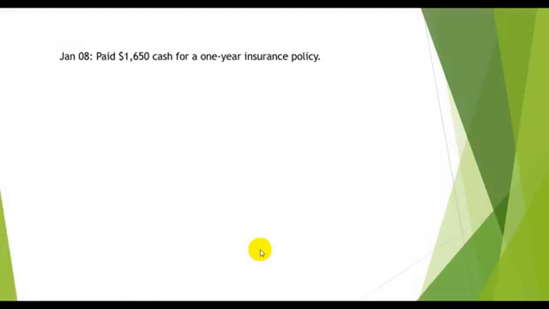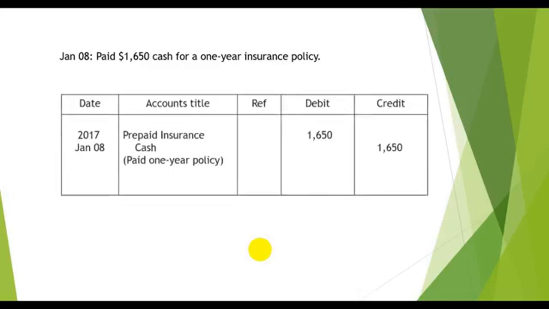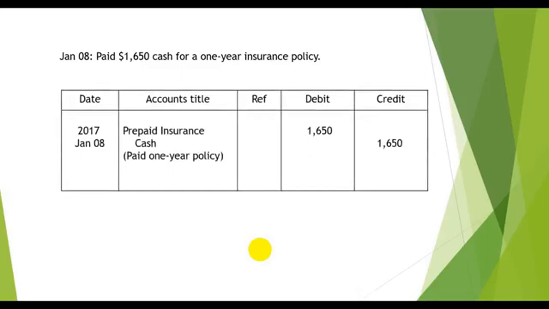Now come to the transaction on January 8. Here the question is paid 1,650 cash for a 1 year insurance policy. Here we see the solution: prepaid insurance 1,650 on debit, and cash on credit. Because an insurance policy is one kind of prepaid insurance, and prepaid insurance is one kind of asset. So assets increase, so assets is debit, and cash decreases, so cash is credit.